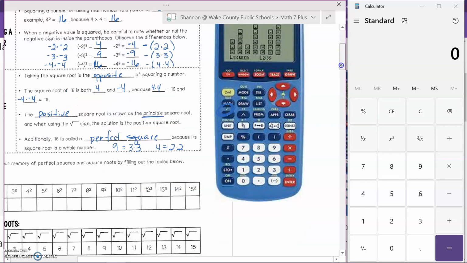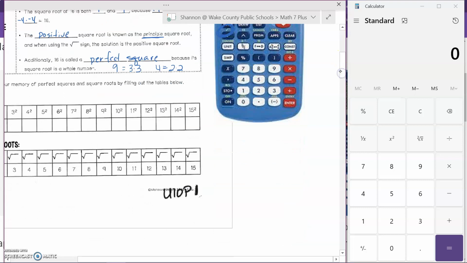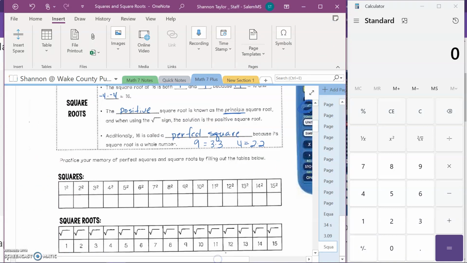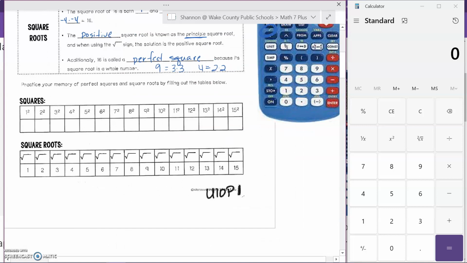Square root sometimes is called radical. So if you hear the word radical, you know that's the root key. All right, and then this next part, it won't let me get this back on the screen. Here we go. All right, the next part we're going to be filling in the squares.